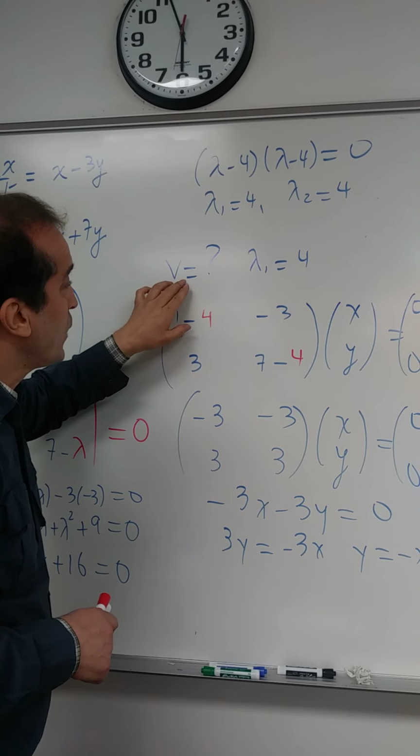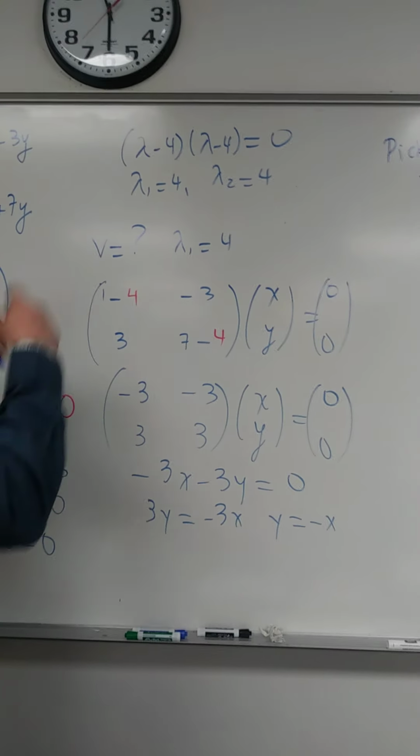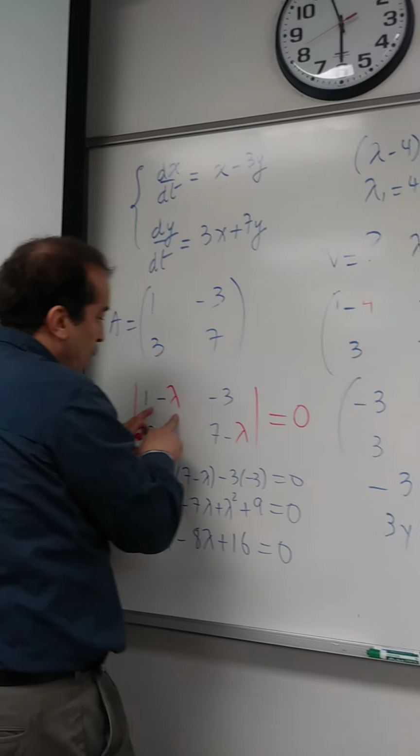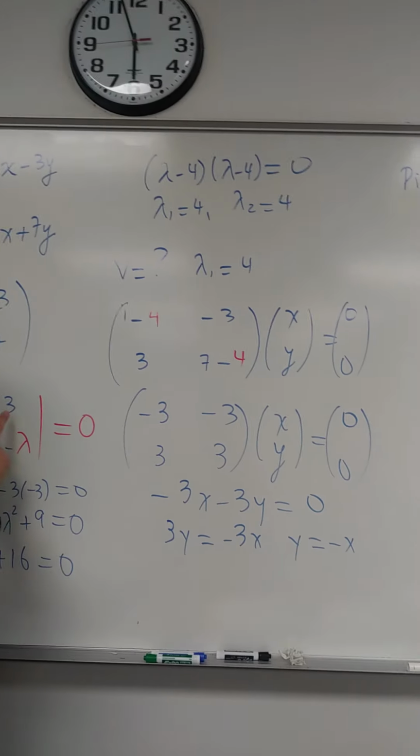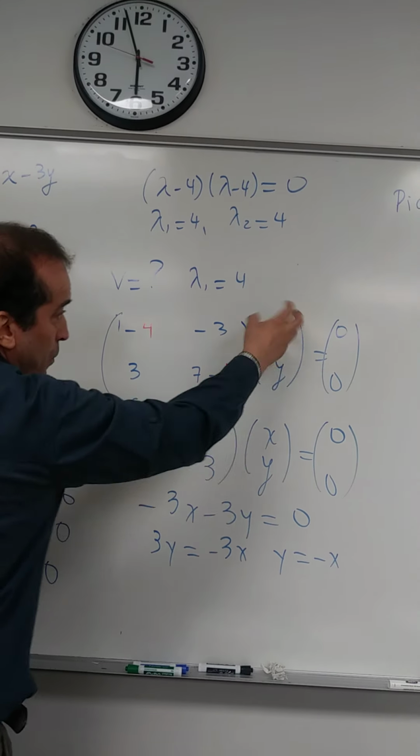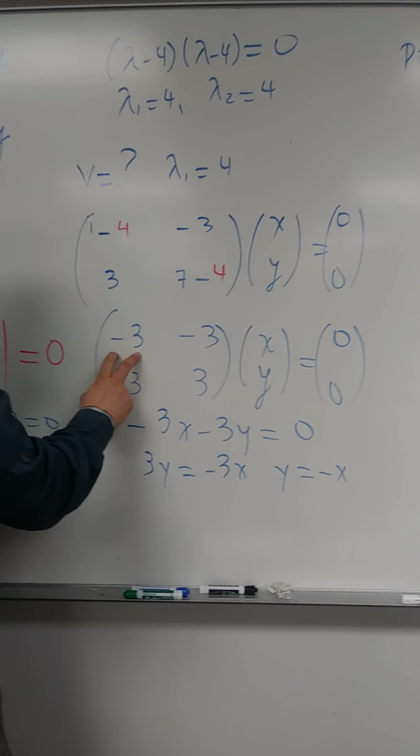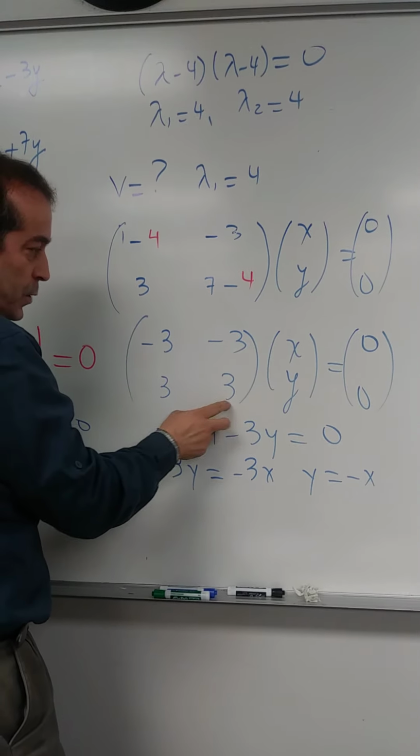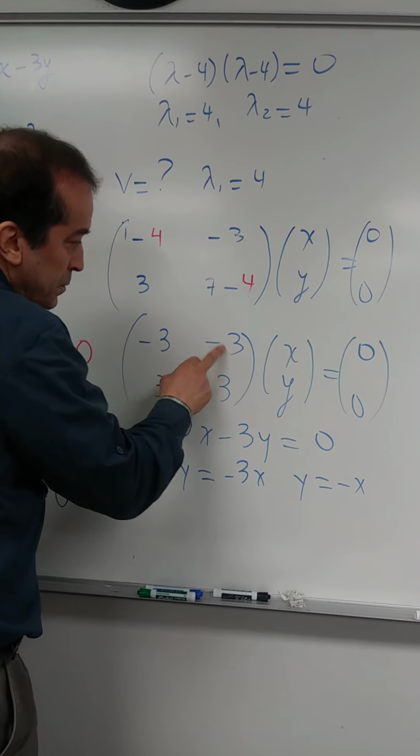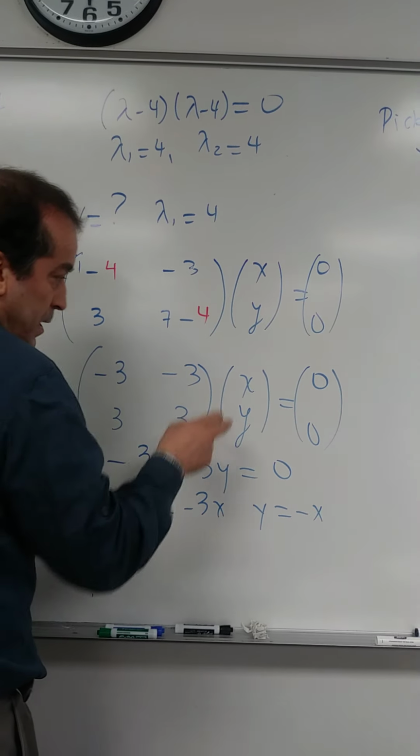What is the eigenvector corresponding to lambda 1 equals 4, the first eigenvalue? To find the eigenvector, you put the eigenvalue back in there. 1 minus 4, minus 3, 3, 7 minus 4, and then you multiply it by x, y, and you set it equal to 0. 1 minus 4 is minus 3, and then 7 minus 4 is 3. So the first equation reads minus 3x minus 3y equals 0. The second equation is 3x plus 3y equals 0.